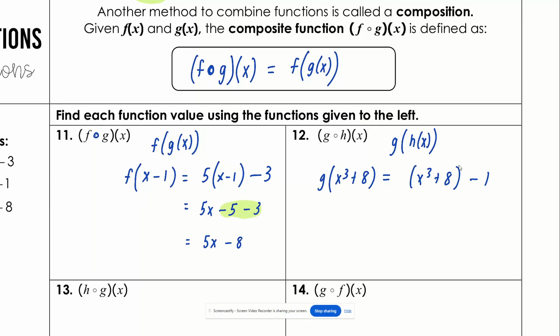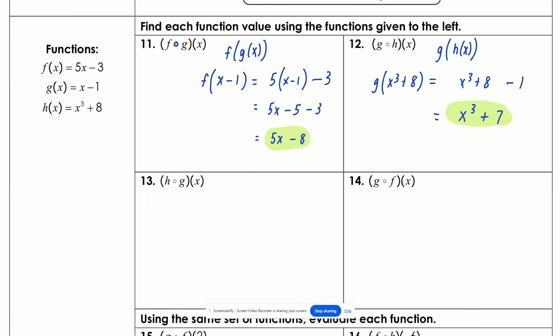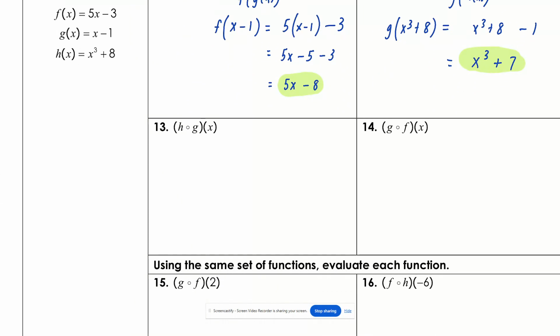So I can't do anything in those parentheses, so I'm going to go ahead and erase them, and then I'm going to combine my like terms. Well, x cubed has nothing to combine with, but 8 minus 1 is positive 7, so therefore my answer is x cubed plus 7. Okay? And this was my answer for that previous one, 5x minus 8. That's composition of functions, okay? Hopefully you're starting to see it a little more clearly.